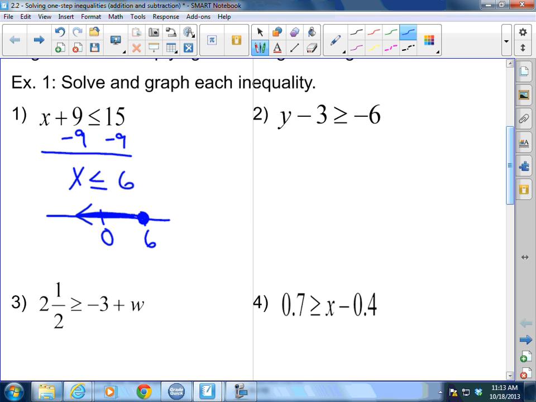Y minus 3 is greater than or equal to negative 6. What's the relationship between the y and the 3? Subtraction. How do you get rid of a subtraction? You're absolutely correct. You add 3 to both sides. Y is greater than or equal to negative 3.